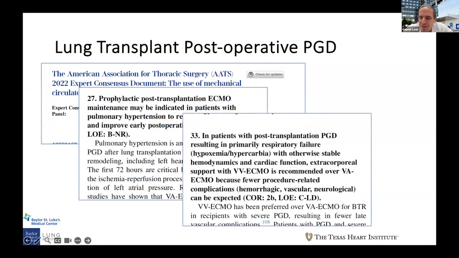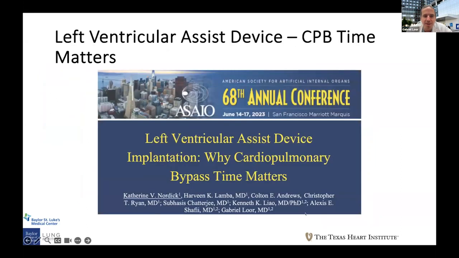I think in PGD, purely respiratory, even though there are definitely hydrostatic components to it where VA ECMO would conceivably be helpful, by and large, the majority of people are going to use VV ECMO, and they're very successful with that. And I think the threshold for using VV ECMO should be quite low. There's low morbidity, and usually we'll only need it for a day or two. So we tend to have a very low threshold for utilizing VV ECMO for PGD.